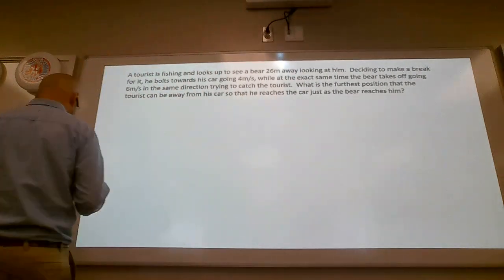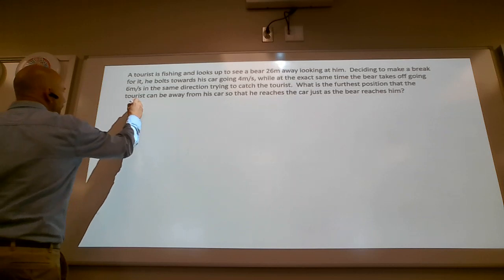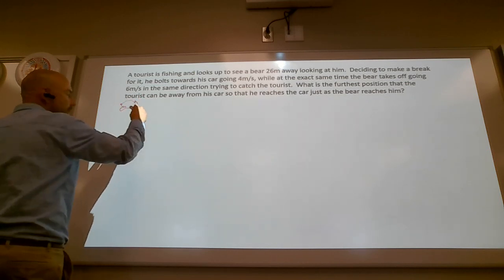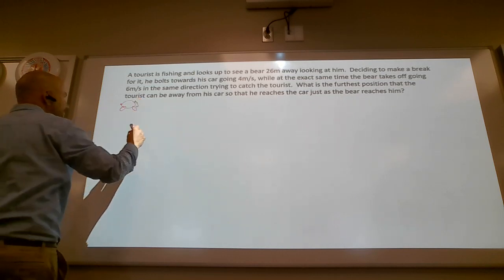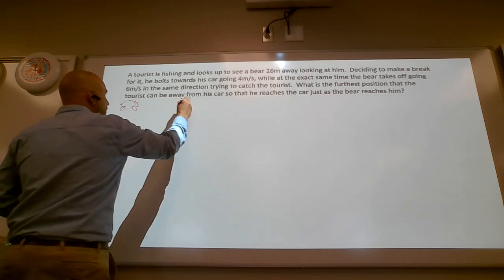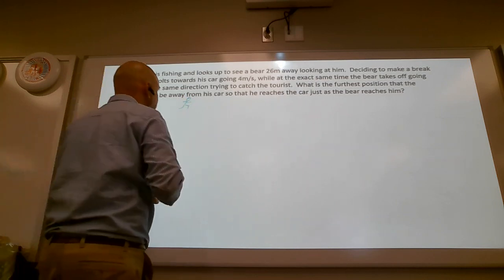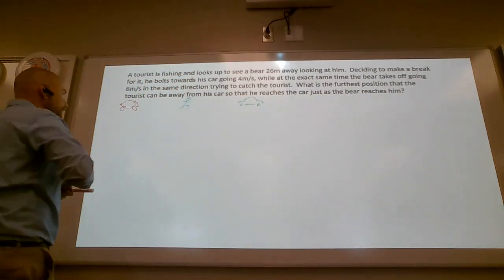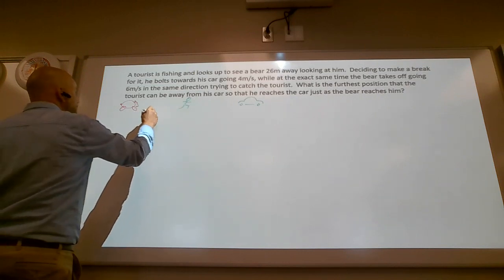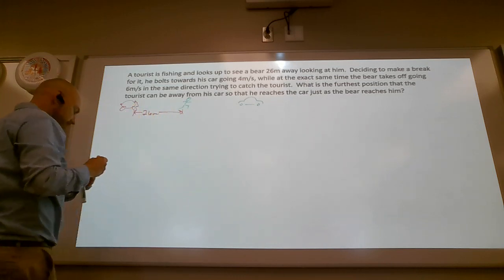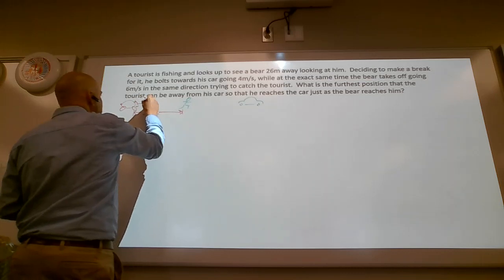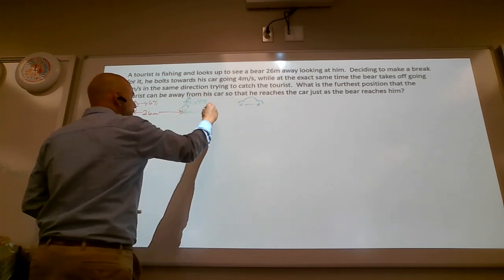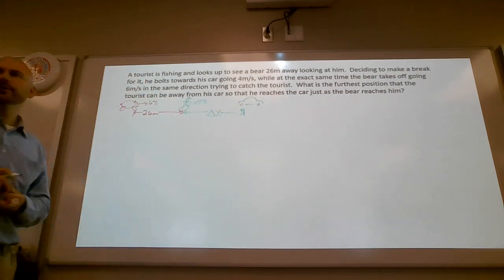Draw a picture. It does not have to be elaborate. I kind of like drawing, so I do things a little bit more. You can just draw a box and write bear. And then you have the tourist. You know, bear's 26 meters away initially from the tourist. You know, the bear going 6 meters a second. Tourist is going 4 meters per second. We're looking for how far the tourist is from the car.